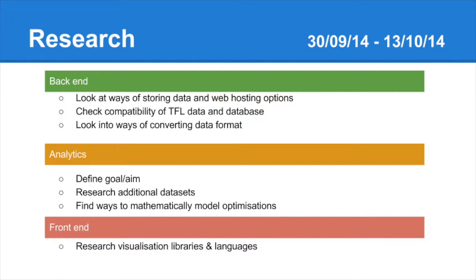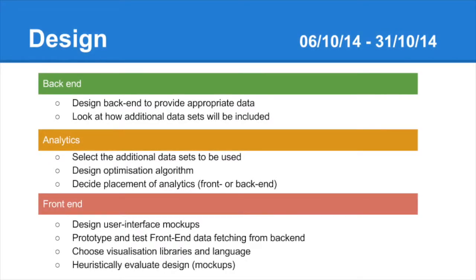The analytics team defined our main goal for the project and researched into using additional datasets. Additionally, the front-end team looked into visualization libraries most suitable for the ultimate user interface and user experience. In the design stage, the research was taken into careful consideration and specific choices for the datasets, database, analytics, and user interface was chosen. The exact same research tasks had now been put into design by the subgroups.